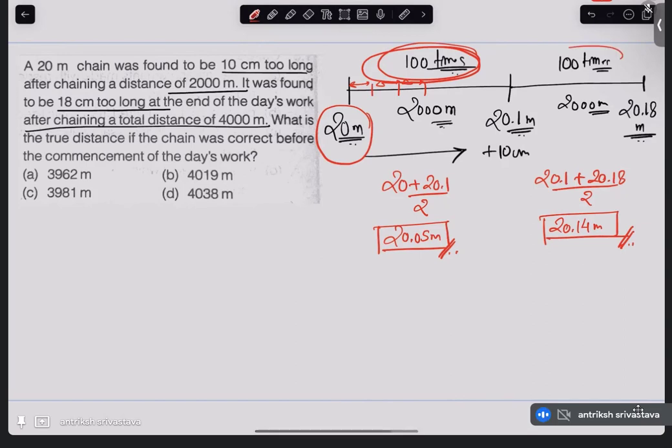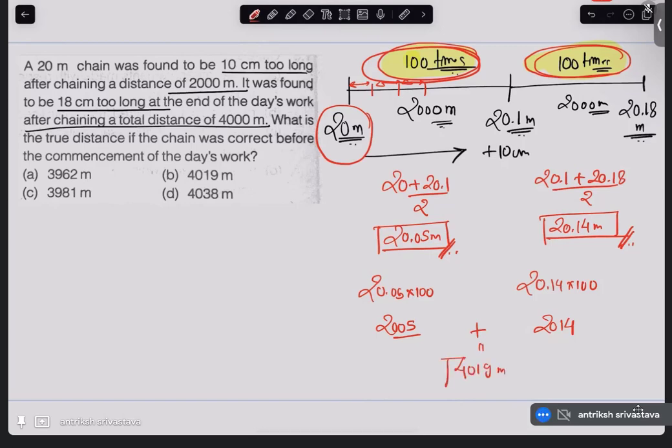Okay. Now, what do we know that is correct? The correct thing that will not change is we have laid down this chain 100 times in both the halves. So that means the actual measurement that we have done in the first half is 20.05 into 100, and in the second half is 20.14 into 100. So it is 2005 and 2014. So the total distance that we have measured is 4019 meters. So the correct answer for this question is B. All right.